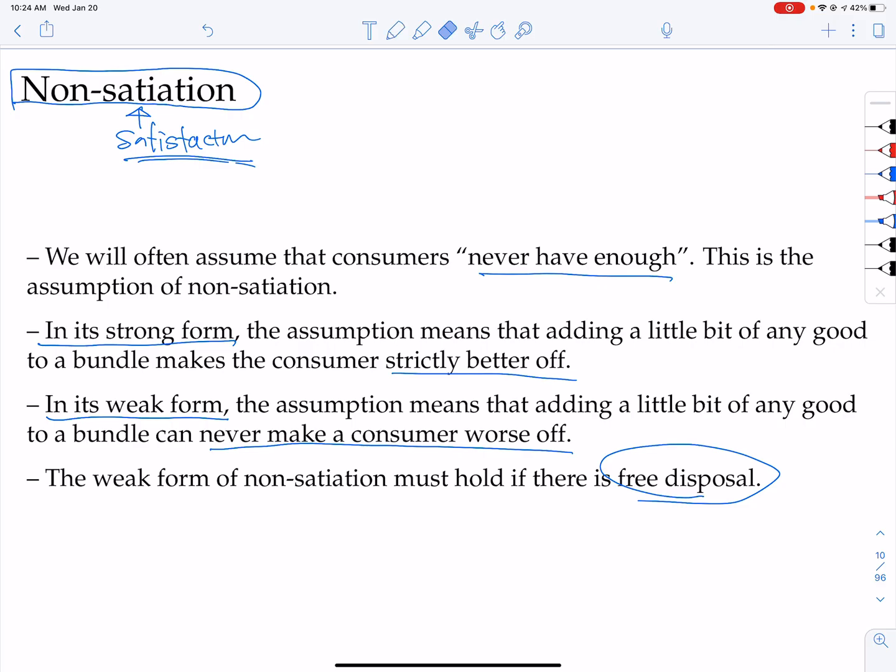But anyway, suppose we have a free disposal. So let's say you can throw away anything for free. That means non-satiation has to hold, right? Because a weak form of non-satiation at least has to hold. In other words, if you think there's too much of a good, you can just throw it away without hurting your happiness, right? So if there's free disposal, then the weaker form of non-satiation should hold. We'll see the details of what this means later.